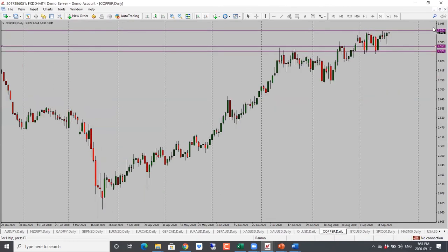Okay, copper here, copper is looking bullish here, and it's still in this range that it's been trading in. It came right into the target that we had looked at yesterday, and now it's bounced back up. It is looking bullish.